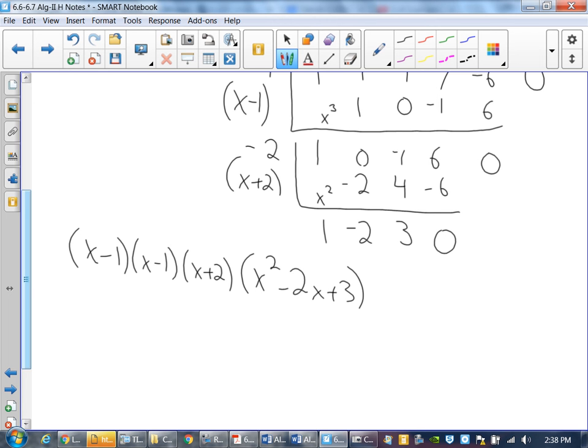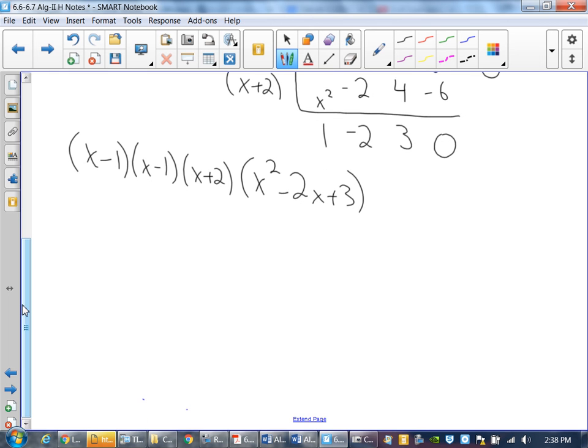What times what is 3, and you add together to get negative 2? There's nothing, so you have to use the formula. Very good. 3 and 1 won't work because if 3's negative, you'd have negative 2 in the middle, but you'd have negative 3 at the end. So opposite of b plus or minus square root b squared minus 4 times 1 times 3 all over 2a.